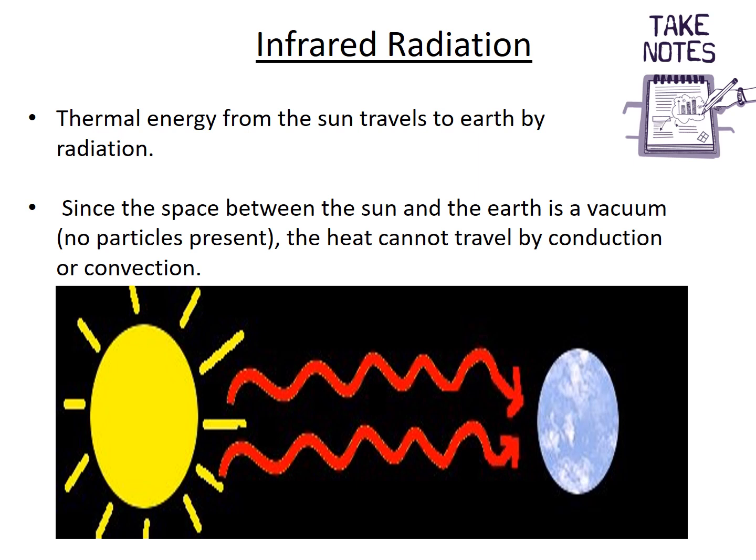So, thermal energy from the sun travels to Earth by radiation. In space, there are very few particles. We say there are no particles present, but there are so few and they are so far apart that it's inconsequential, which means that thermal energy cannot be transmitted through conduction or convection. It has to be through infrared radiation or other sources of electromagnetic waves.